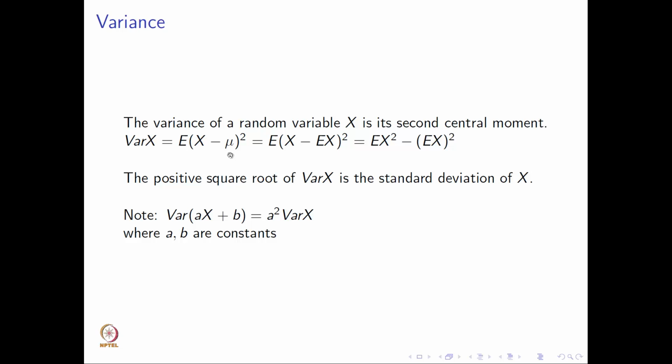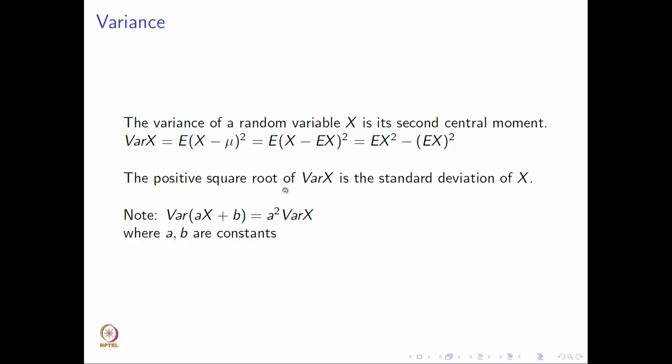Note that mu is just the first moment, so it can be replaced by the expectation of x. Thus, we have the variance of x is equal to the expectation of x minus the expectation of x, whole square. By expanding this term and applying linearity of expectations, we finally get the variance of x equals the expectation of x square minus the square of the expectation of x.